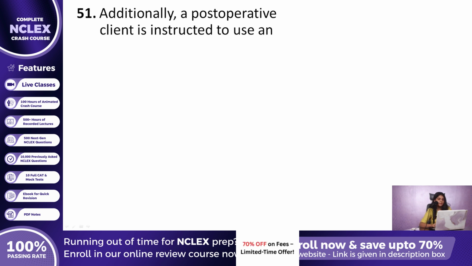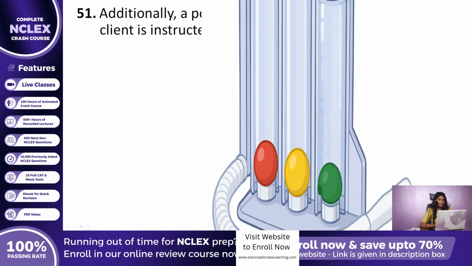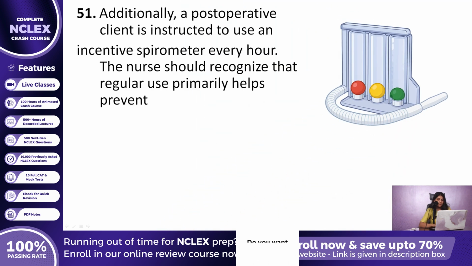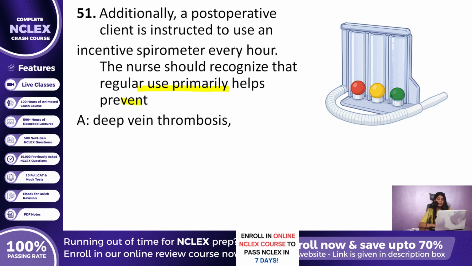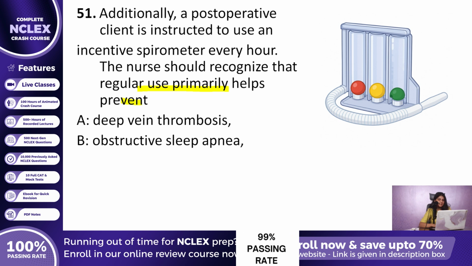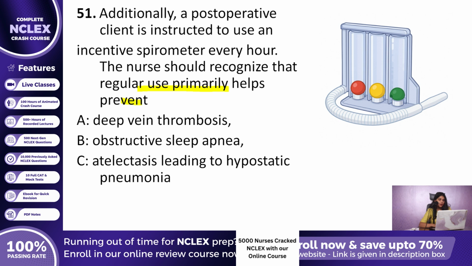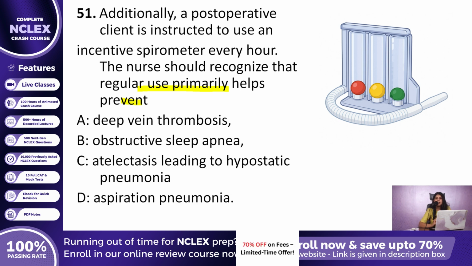Question 51. Additionally, a post-operative client is instructed to use an incentive spirometer every hour. The nurse should recognize that regular use primarily helps prevent A. Deep vein thrombosis, B. Obstructive sleep apnea, C. Atelectasis, leading to hypostatic pneumonia, or D. Aspiration pneumonia.